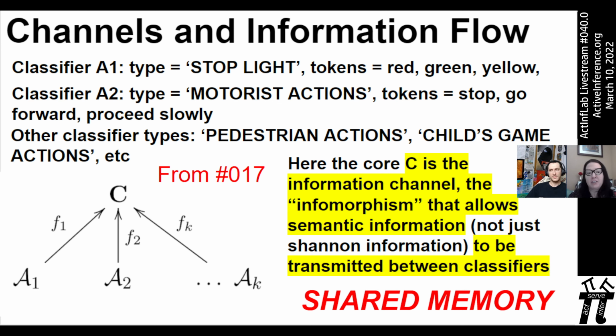If we look at the classifier A1 here, which would be stoplight, the tokens are red, green, and yellow. Classifier A2 would be motorist actions. The tokens would be stop, go forward, or I say proceed slowly, but it's really get out of the intersection, right? That's what yellow means. And then there's other classifier types, like pedestrian actions, or child's game actions. When you're playing red light, green light, do you run? Do you stop, like freeze? Or do you walk, right? So there's all these different classifiers that can then map via a core information channel C, shared memory, semantic information between those classifiers. Cool. Okay.